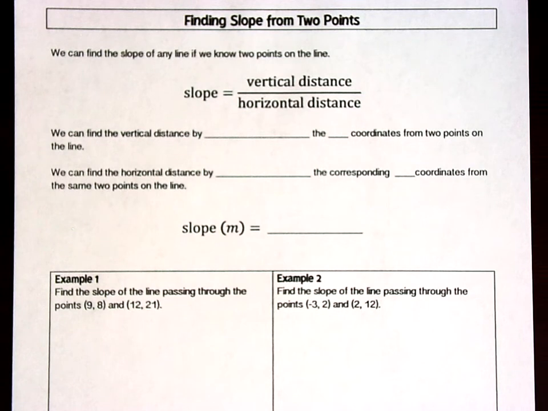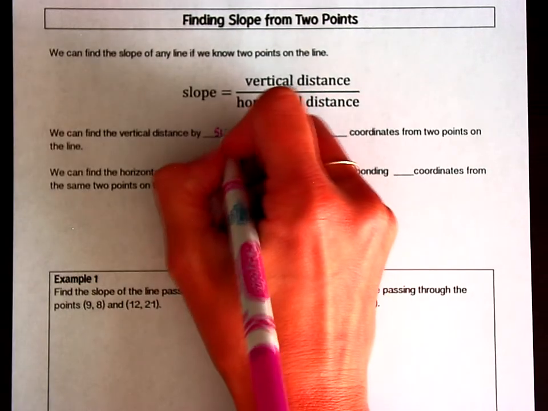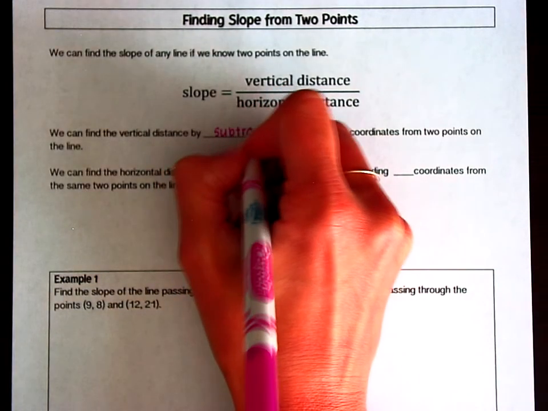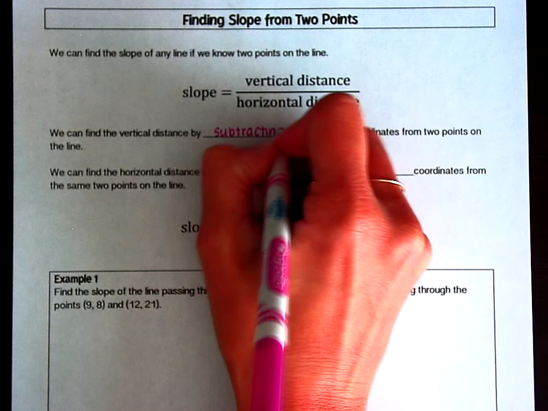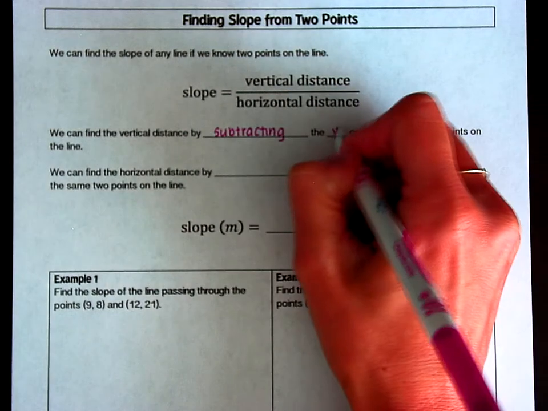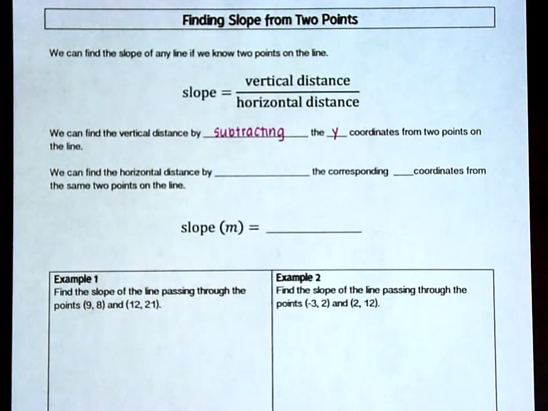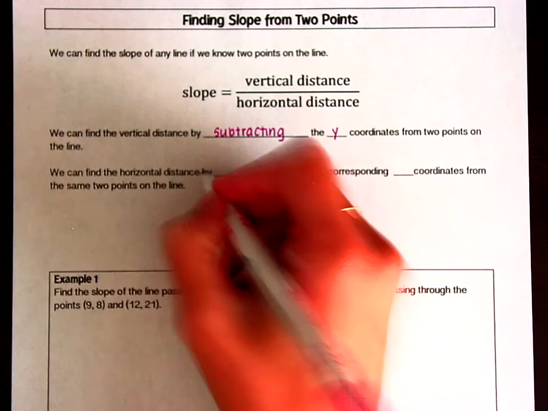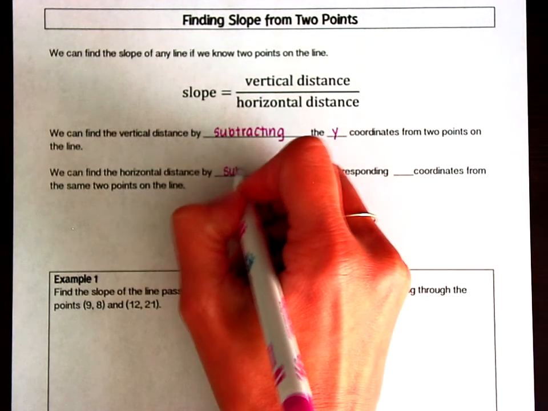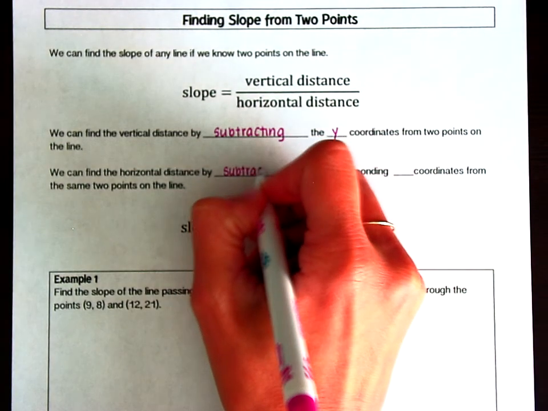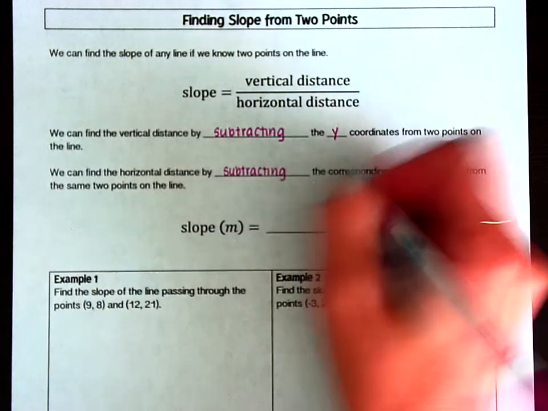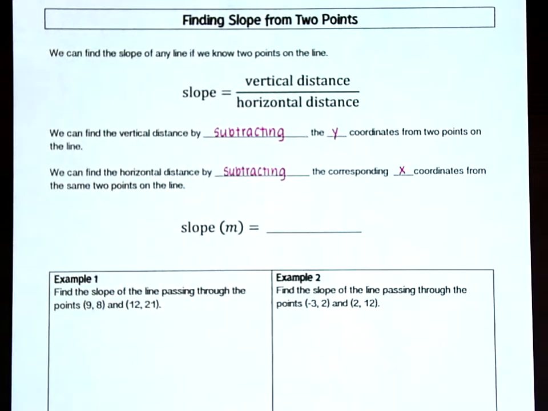If we don't have a grid and we can't count those distances, we can find the vertical distance simply by subtracting, or finding the distance between, the y-coordinates from 2 points on that line. We also can find the horizontal distance in the same way by subtracting the corresponding x-coordinates from the same 2 points on that line.